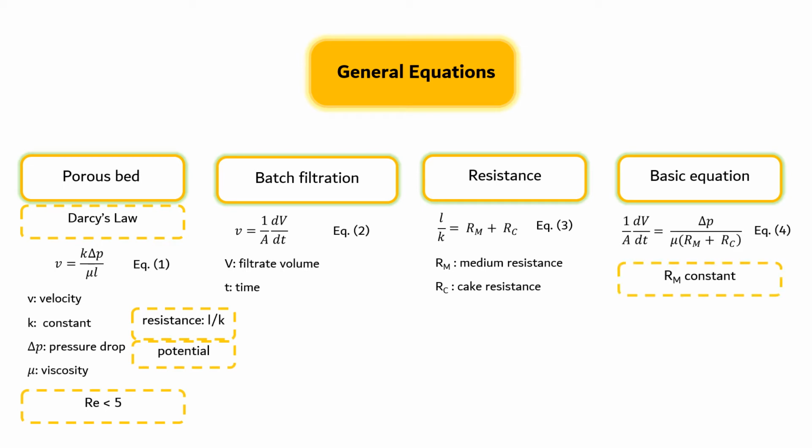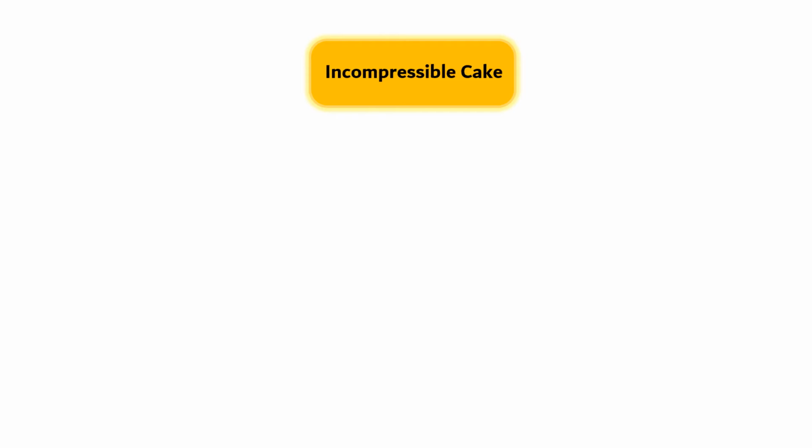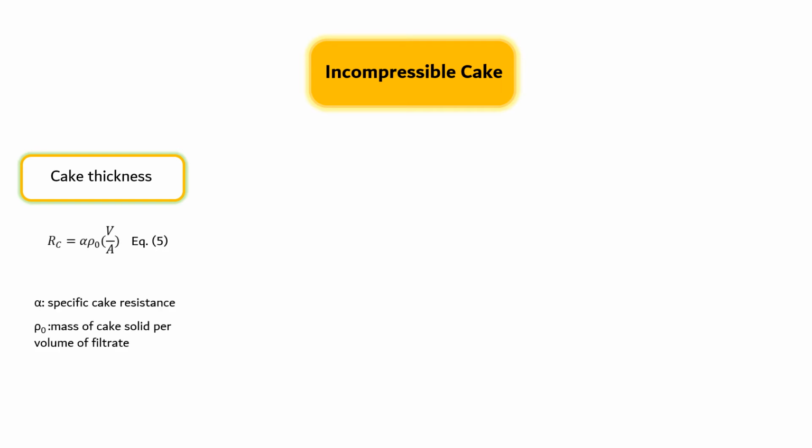Medium resistance is a constant independent of the cake. In contrast, cake resistance varies with the filtrate volume, which depends on the compressibility of the cake, which will be discussed in the next slides. For incompressible cake, the cake thickness is directly proportional to the filtrate volume and inversely proportional to the filter area, as shown in equation 5, where α represents the specific cake resistance with the dimensions of length per mass, and ρ0 is the mass of cake solid per volume of filtrate.